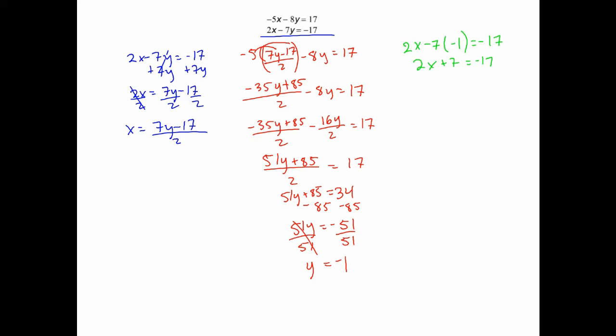Whoops, getting ahead of myself. Add 7, you get 2x equals negative 10. And then divide by 2, x equals negative 5. So remember to always write it as a coordinate. Yeah, so sometimes the substitution is not always going to work out perfectly, but keep working through it, deal with the fractions, find common denominators, and figure out what you need to do.